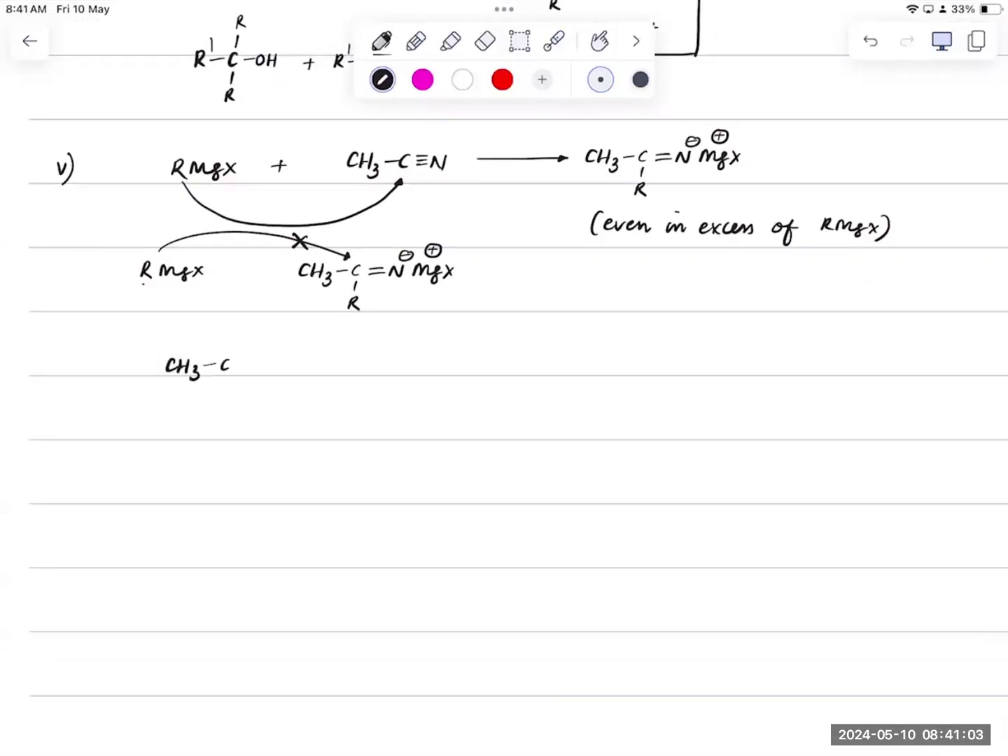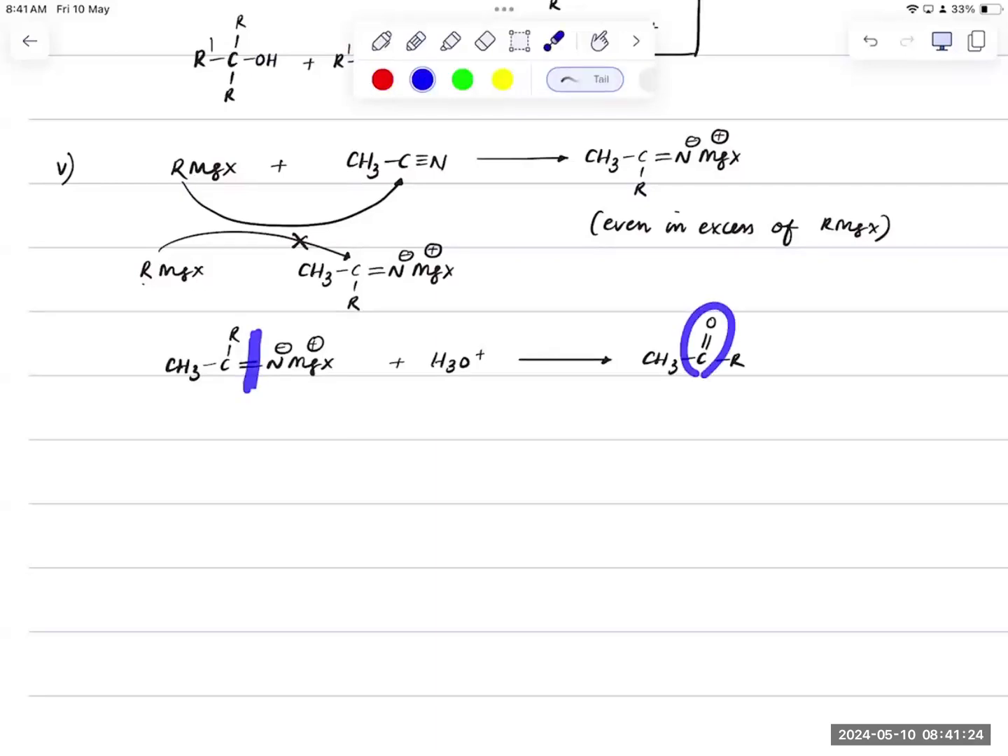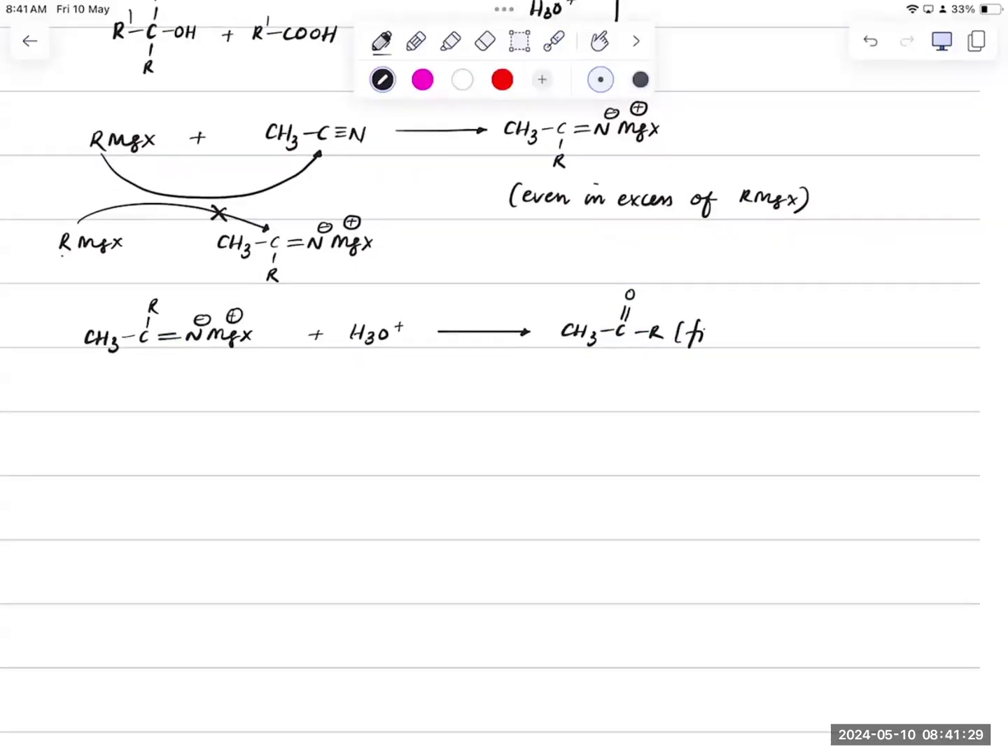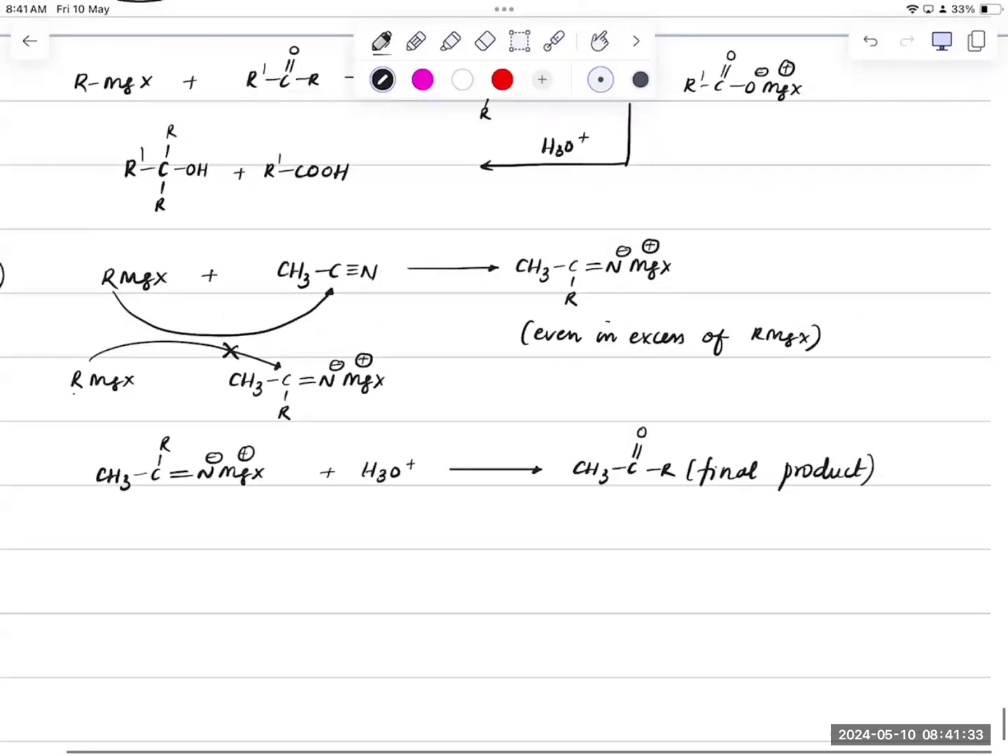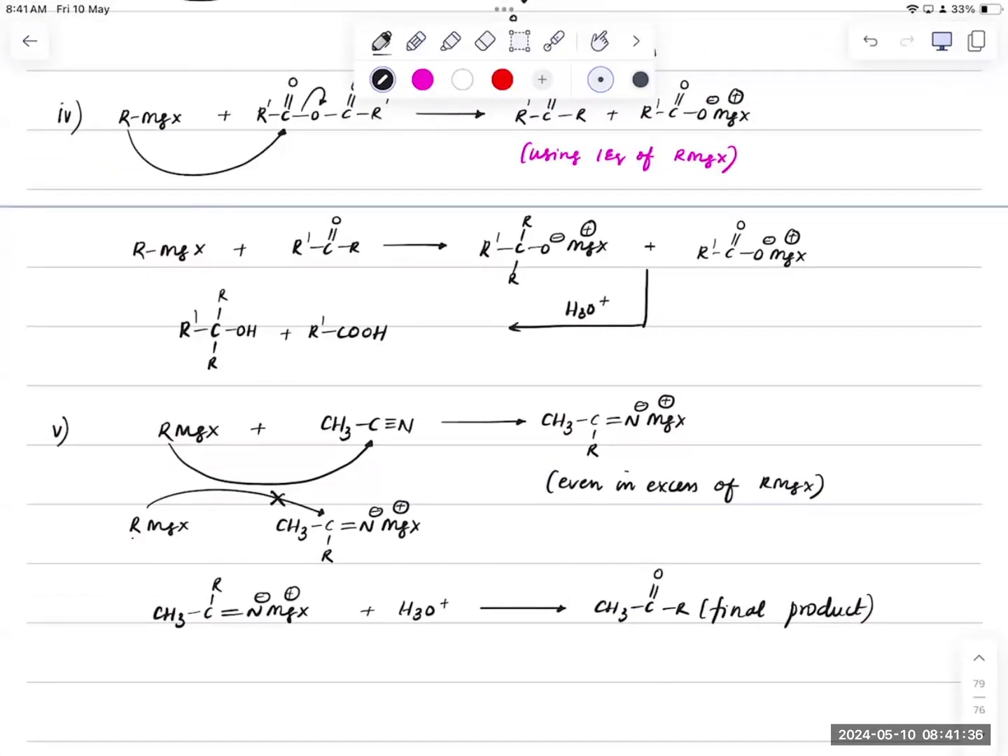Now, once you get this R double bond N minus MgX plus and you hydrolyze it, we will get CH3C=O R. This entire group will get hydrolyzed: the double bond will break here and become a double bond with O, with water added. And this is the final product. So in cyanides, we will never get alcohols. We'll only end up getting ketones.